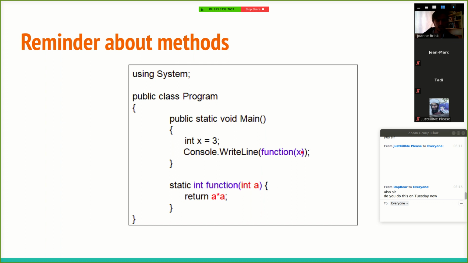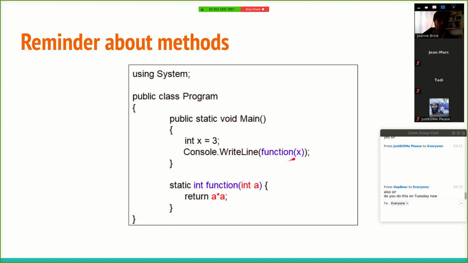Okay, so function x. What does the computer instantly know? We've seen that it knows what it's printing out. It knows what function gives back to it, and it also knows what function expects. You can see inside the brackets here, function says int a. So what is it saying there? It's saying you need to give me an int. I'm going to call it a, but you must give me an int.